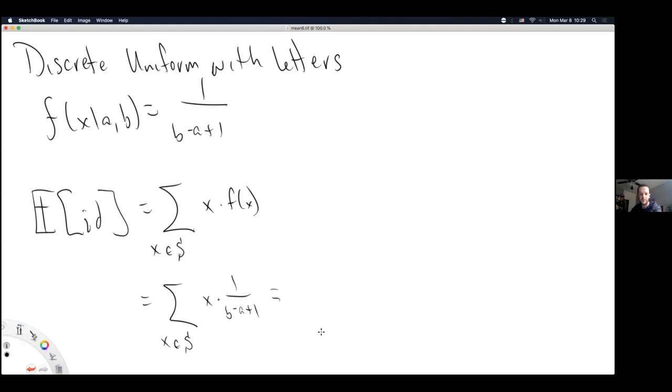Are we okay with this so far? Looks good. Does this fraction have anything to do with X? No, so you can take it and put it in front of the sum.